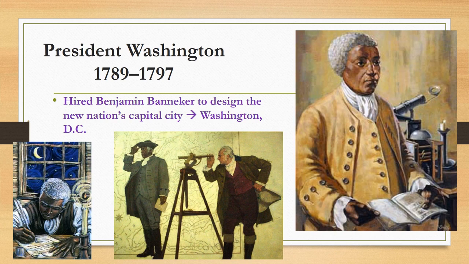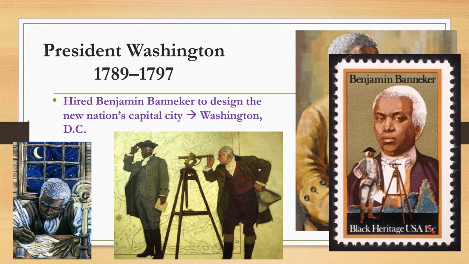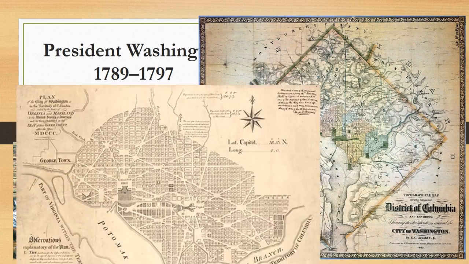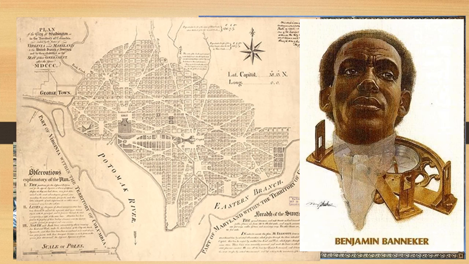President Washington also hired a very crucial person to the planning of Washington, D.C. as our nation's capital. His name was Benjamin Banneker. He was an African-American man who was trained as a surveyor and a scientist. Washington asked him to design the new nation's capital city. Many of these primary sources are plans drawn from the survey records that were gotten from Benjamin Banneker, an important person in our nation's capital's history.